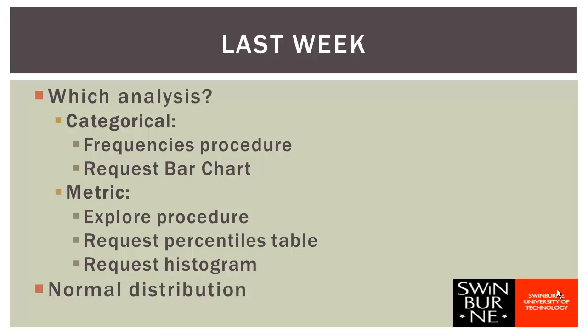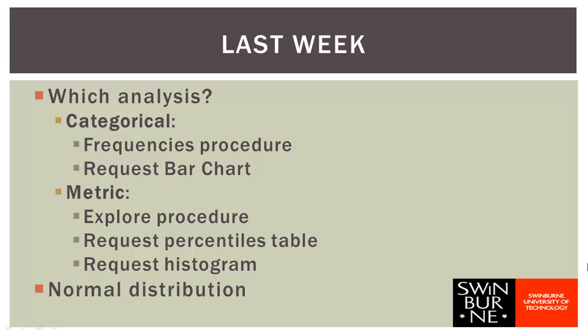We also looked last week at the normal distribution, and in particular at the very special property of the normal distribution, that 95% of values in a normal distribution fall within 2 standard deviations of the mean. So we can say that any value that's more than 2 standard deviations away from the mean is an unusual value. This week we'll take things a little bit further. We'll look at how to take the output produced by the SPSS procedure and use it to write a formal report on the distribution of the variable.